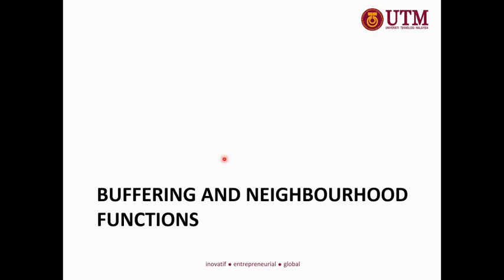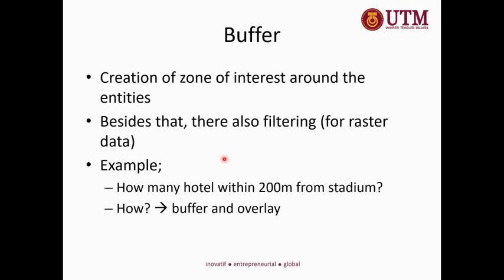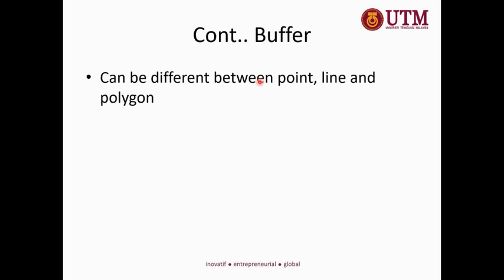So we already discussed 4 analyses. The next one is buffering and neighborhood function. Buffering is when we want to see what other features are within a certain radius from our main feature. So it creates a zone of interest around the entities, selecting which entities we want. It is also filtering for raster data. For example, how many hotels are within 200 meters from the stadium? How to do it is using buffer and overlay. Overlay we will discuss later. It can differ between point, line and polygon.